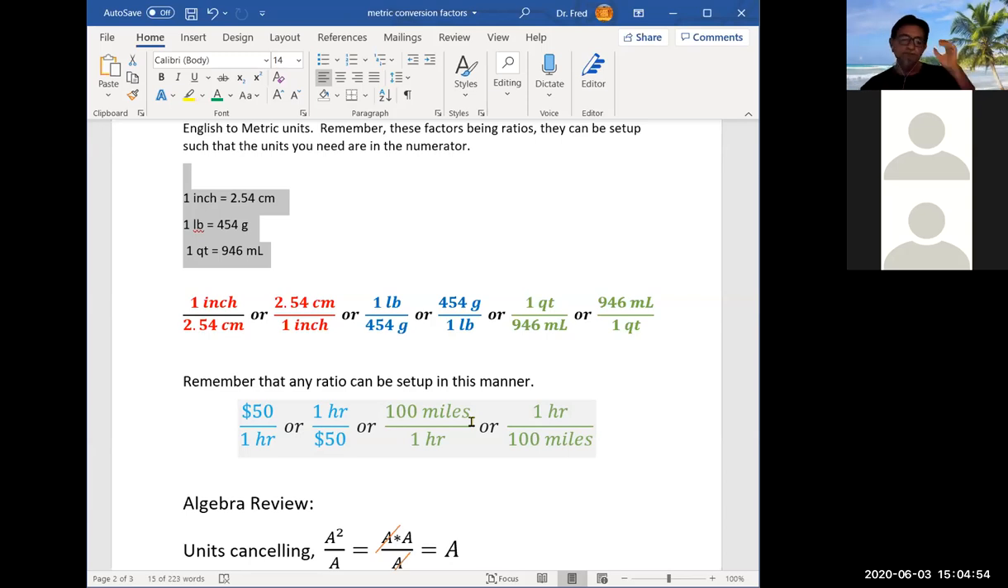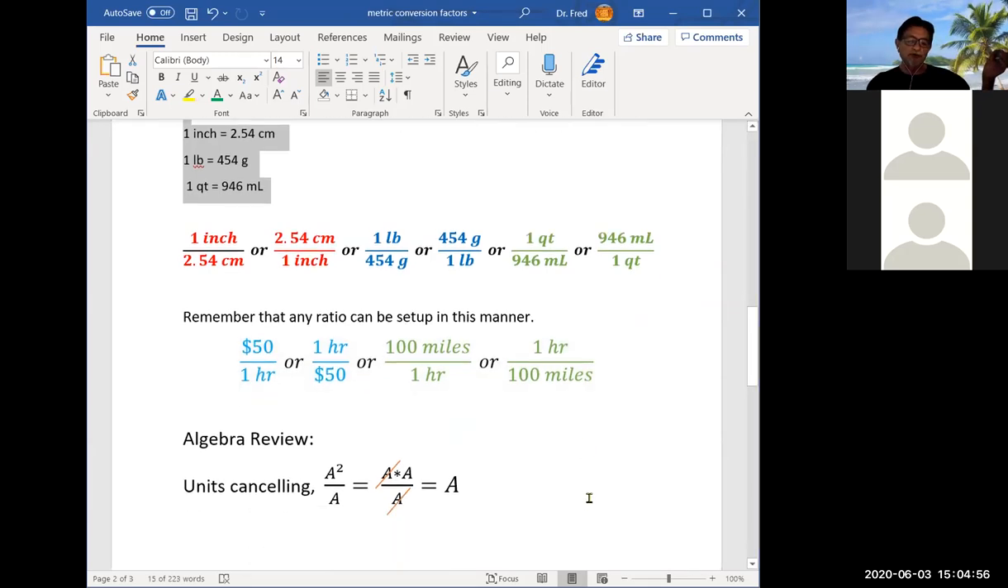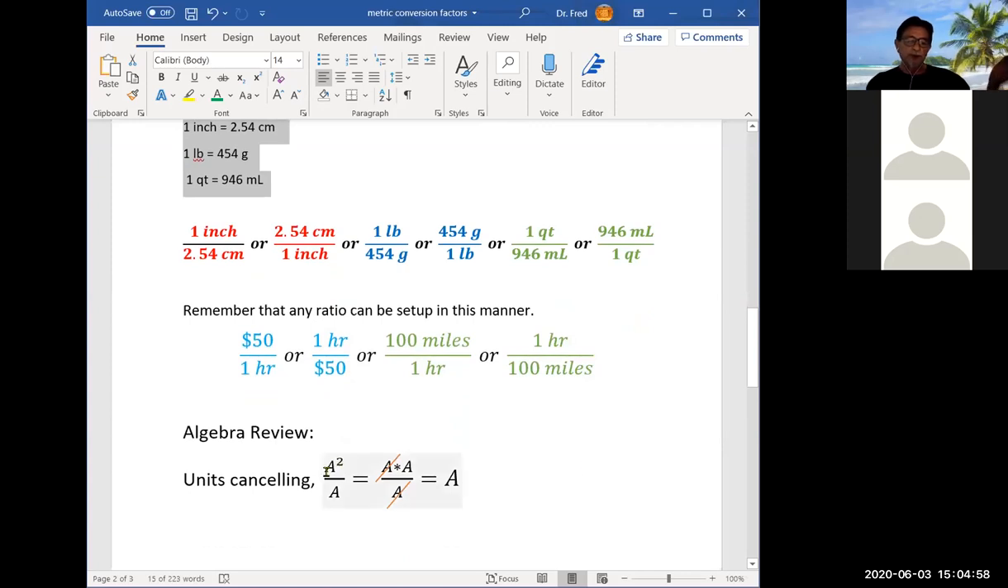Okay. Now, just a quick review as far as units are concerned. A squared, the square of A, I should say, divided by A. Well, when you see anything with a superscript, A squared, A to the third, it's just a short way of writing A times A. I could have A to the 100 power. That would mean 100 A's, A times A times A times A times A.